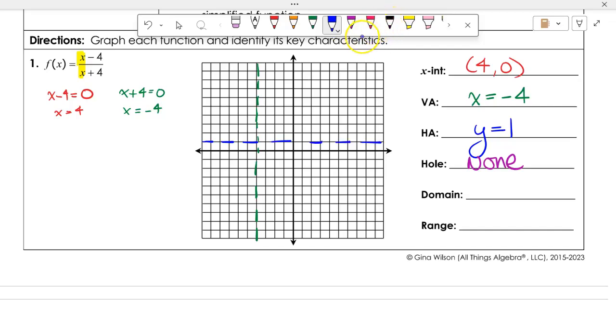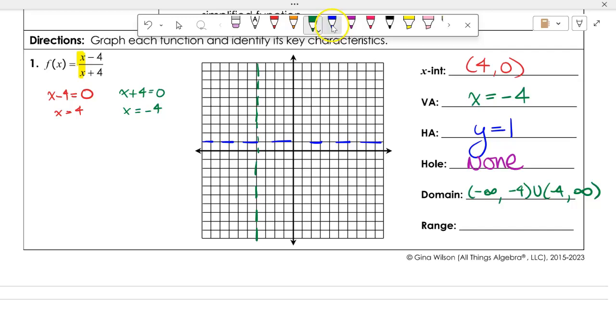My domain is going to be broken up only by vertical asymptotes or holes. And so what I'm looking at here for my domain, it's going to go from -infinity to -4, union -4 to infinity. I don't even have to look at my graph to know that. I just know that the domain of this entire function is going to only be stopped by my vertical asymptotes or holes.